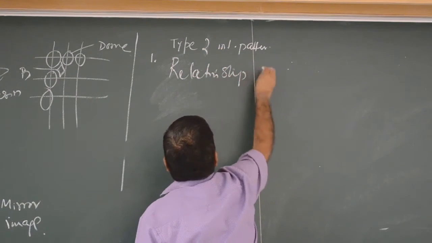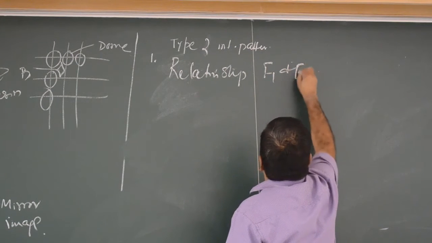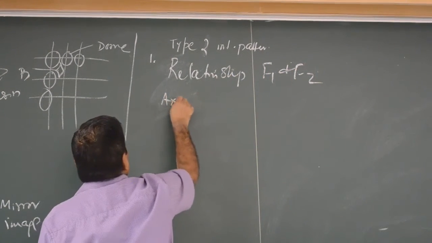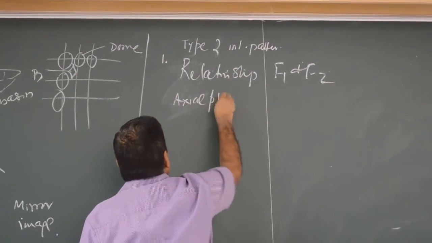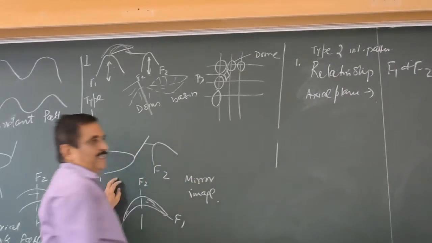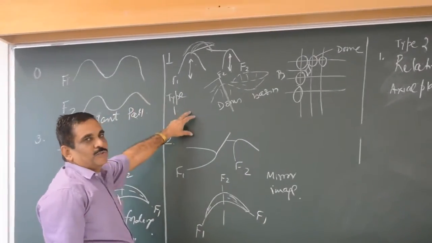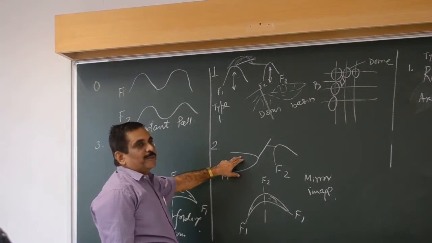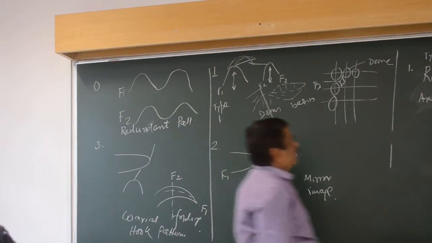Between F1 and F2, can you tell me the type 2 interference pattern? The axial plane, how they are oriented? Are they at right angle or are they parallel? Right angle. This is the type 2 interference pattern. I have shown you in different quadrants, there won't be any mistake. So here, axial planes are parallel or perpendicular? Axial planes are perpendicular, high angle, right.